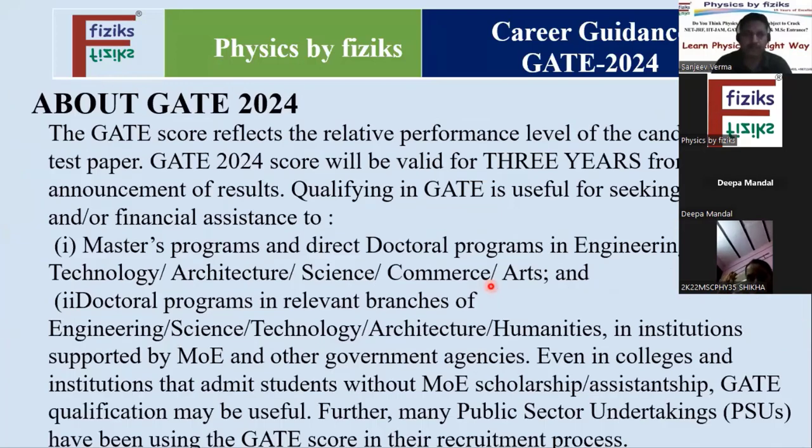Now, what is GATE 2024? The GATE score reflects the relative performance level of the candidate in a test paper. The GATE 2024 score will be valid for 3 years. This is very important. This score will be valid for 3 years from the date of announcement of results.